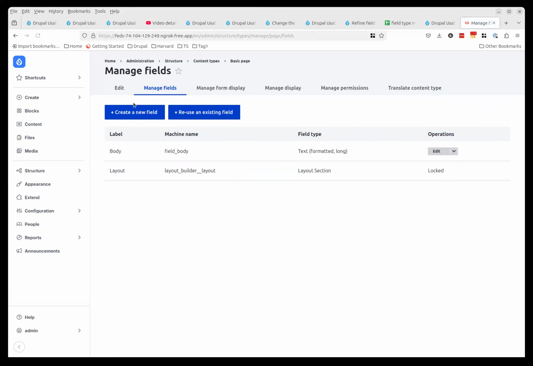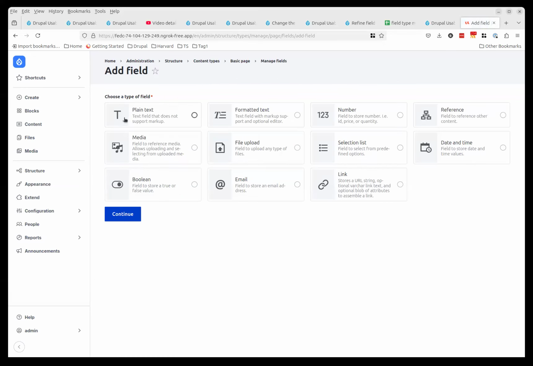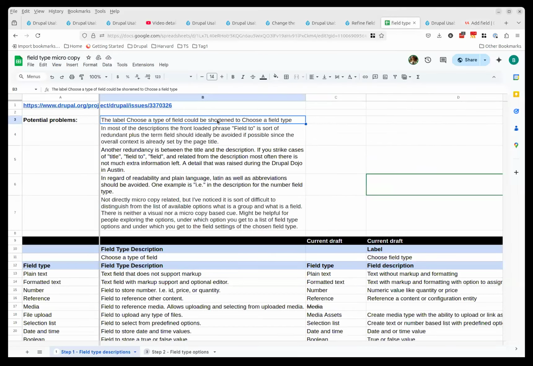if I go back to the start, create a new field, Ralph pointed out that this text could be shortened instead of "choose a type of field." You wanted to make it just "choose field type"? That's my suggestion at the moment. I've posted the sheet. It's reading more straightforward from my non-native speaker perspective. So, choose a field type. And any other opinions on that?